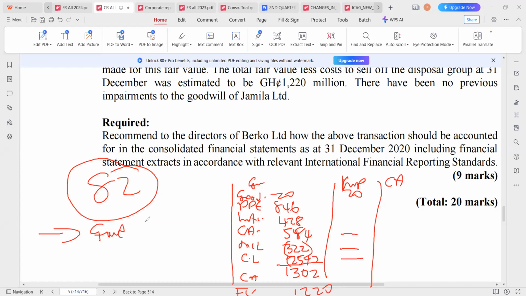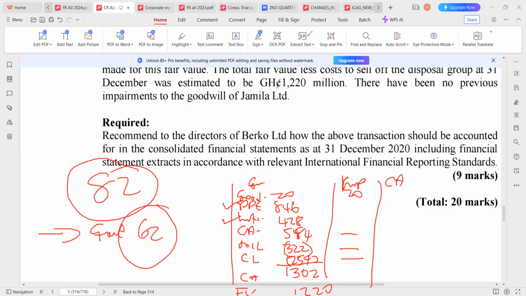62. You must share this on a pro rata basis. How many assets left? 2. So share 62 for the 2 assets left. Left the PPE and what? Intangible. Good. PPE and intangible assets. That's all. So share it for me. 31, 31?